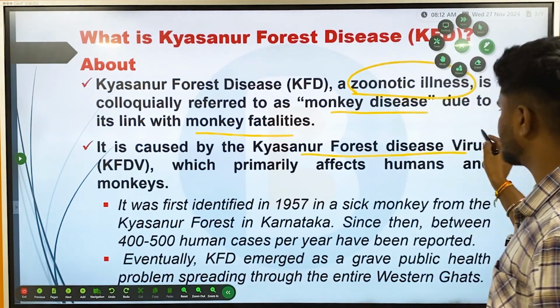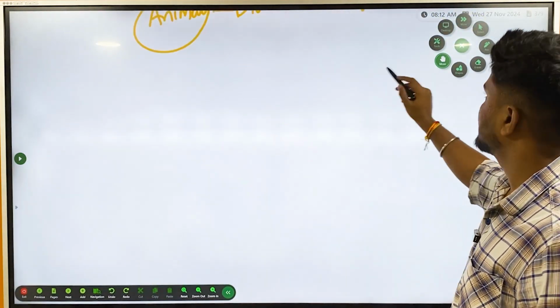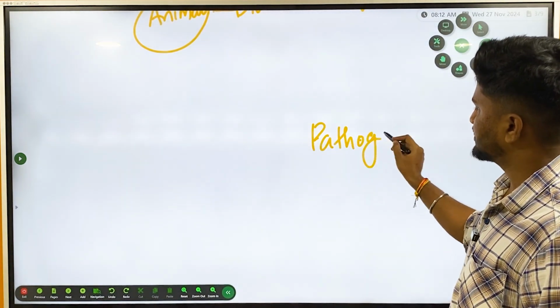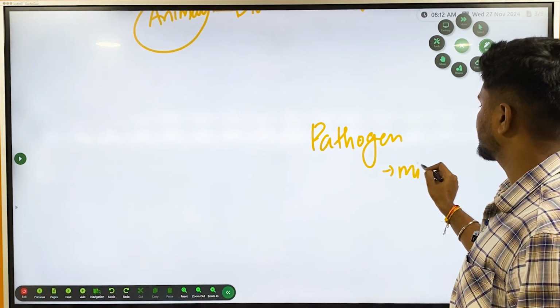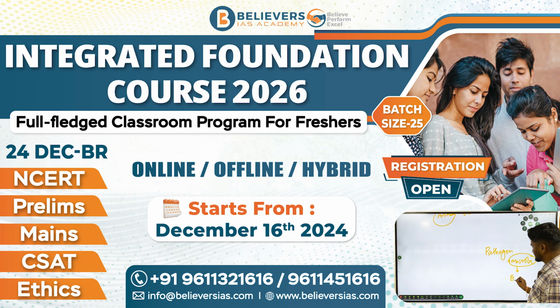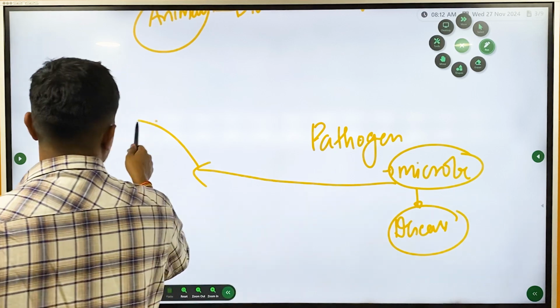So it is a viral disease. In diseases, there are 4 types of pathogens. What is a pathogen? A pathogen is any microbe which is going to cause a disease. Not all microorganisms or microbes are harmful for human beings, but certain microbes are harmful, which results in diseases. Within these pathogens, there are 4 types.